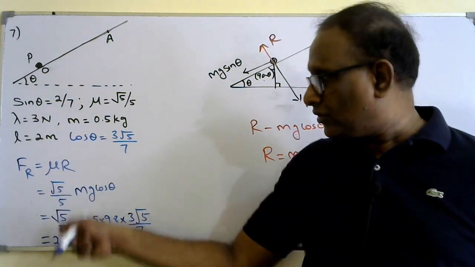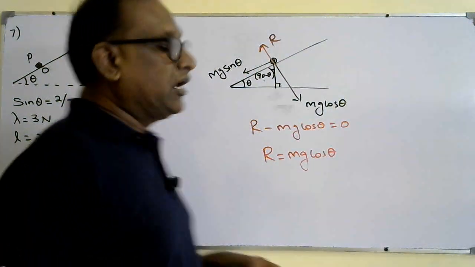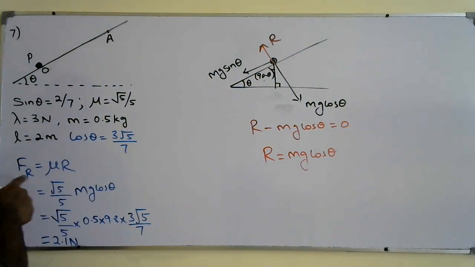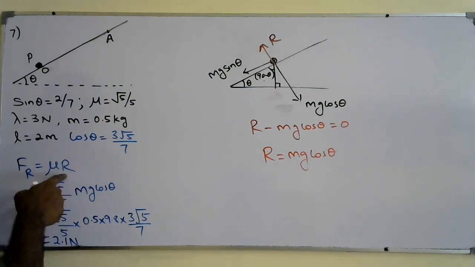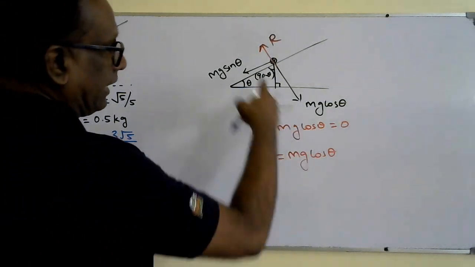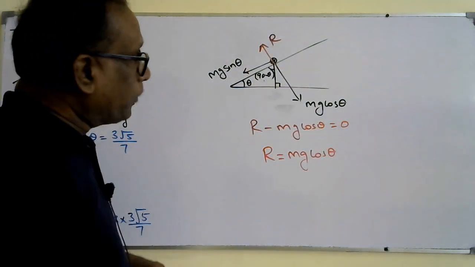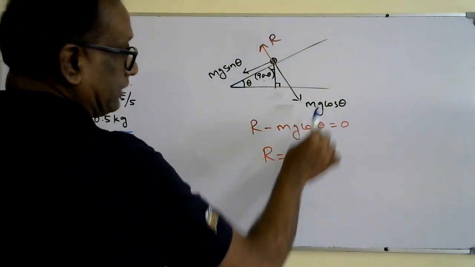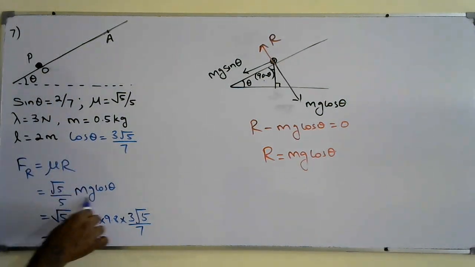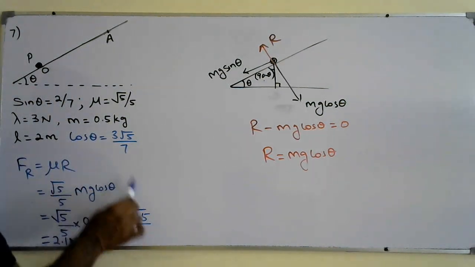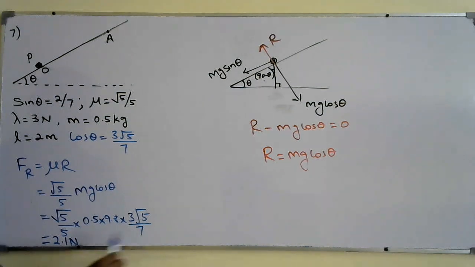But anyway, you should work out and show these ones. Friction is 2.1 Newton. So Fr equals mu R. Mu is given, R equals mg cos theta. I explained already why. There is no motion perpendicular to the slope, which means R must be equal to mg cos theta. So R equals mg cos theta. The quantities are given, the values are given. So substitute, you will get Fr equals 2.1 Newton.